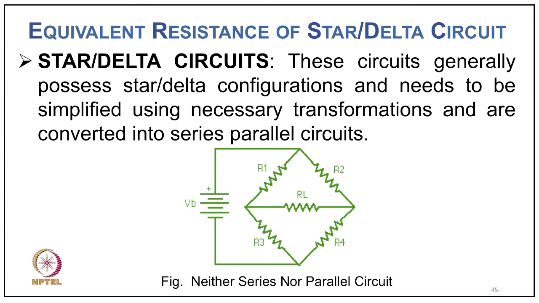Coming to star delta circuits, these circuits generally possess a star delta configuration and need to be simplified using the necessary transformation and converted into a series parallel circuit. So, you have a battery here connected to a four resistance network R1, R2, R3, R4, with RL connecting the two other terminals which are not connected to the battery. Neither are they series nor parallel circuits. This is a very specific configuration. You can see that two nodes are connected in star configuration, and of course the upper and lower triangles are in delta configuration.